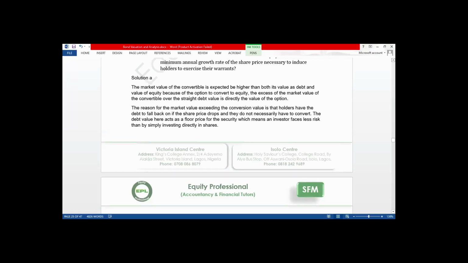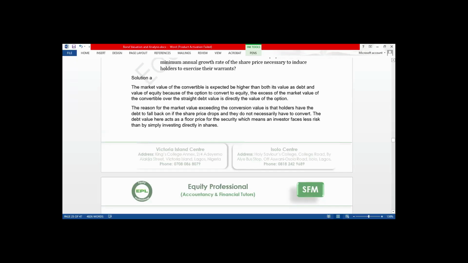The reason for the market value exceeding the conversion value is that the holder has the debt to fall back on if the share price drops. They do not necessarily have to convert. The debt value here acts as a floor price. That means it provides a minimum price for the security, which means an investor faces less risk than by simply investing in shares directly.